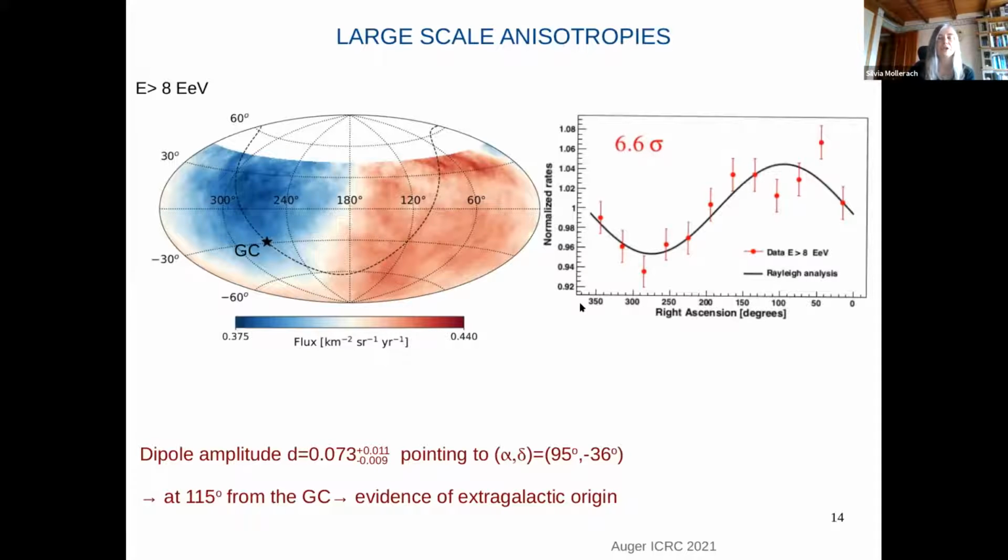Going now to the arrival direction measurements, starting from large angular scale ones. Auger measured a few years ago, at energies above 8 EeV, a significant dipolar distribution in the arrival directions that with the new data is at the significance of 6.6 sigma. The dipole has an amplitude of around 7% and points around this direction here, that is at 115 degrees from the galactic center, so it is evidence of the extragalactic origin of the particles.